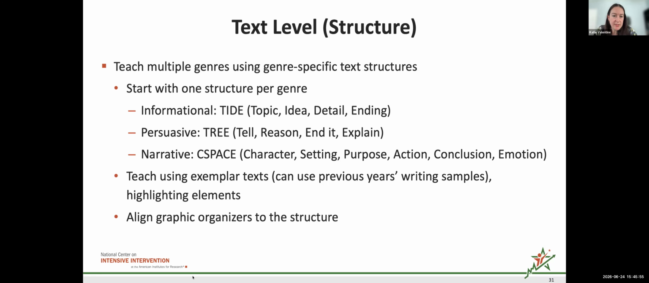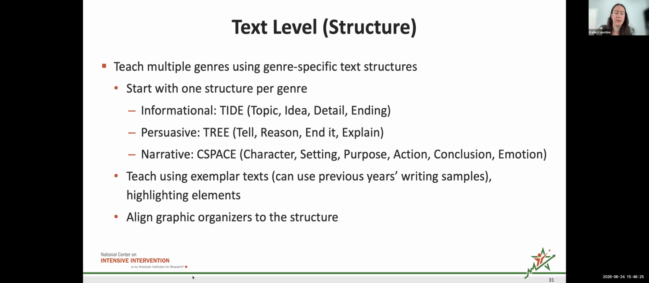At the text level, so this is again that structure piece. We really encourage teachers to be teaching multiple genres using genre-specific text structures. So you don't need to feel like you need to teach it all, but start with one structure per genre. So, for example, in the informational genre, I really like the TIDE structure that I presented on today. It seems to be a nice general one that fits a lot of informational writing.